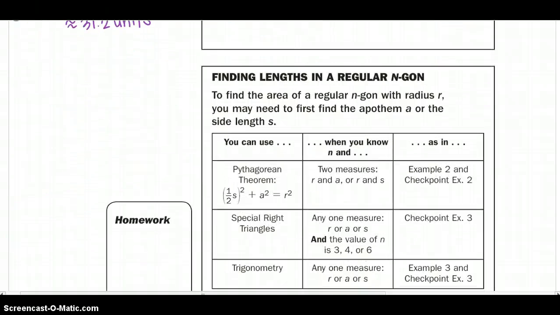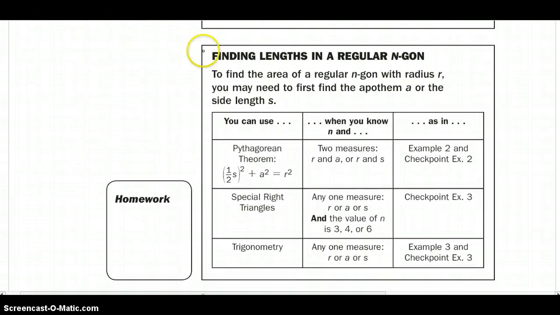And then last but not least, just finding the lengths of regular n-gons. We'll go over that more, but this is something that could be helpful, so just read over that. To find the area of regular n-gons with radius r, you may need to first find the apothem a or the side length. So this is going to give you a little bit of a hint as to what do I do first. You can look over that, and then the steps will also be helpful as well.